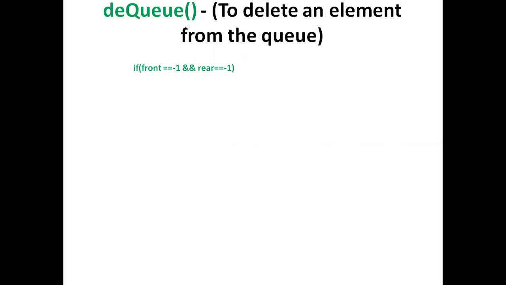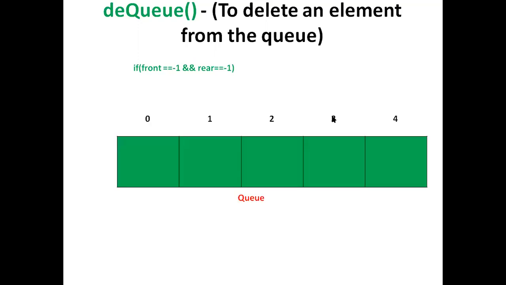How to delete element from the queue? So according to the algorithm, check the condition front equal to -1 and rear equal to -1, then queue is empty. Otherwise, we can delete the element from the queue. So take one example queue diagram. One dimensional array, indexes are 0 and ends with size -1, that is 4. Elements are 10, 20, 30, 40, 50. Front is indicating the first value and rear is indicating the last value, that is 4. Front is 0, rear is 4. So Q of 0 element is 10, Q of 1 element is 20, Q of 2 element is 30, Q of 3 is 40, Q of 4 is 50.